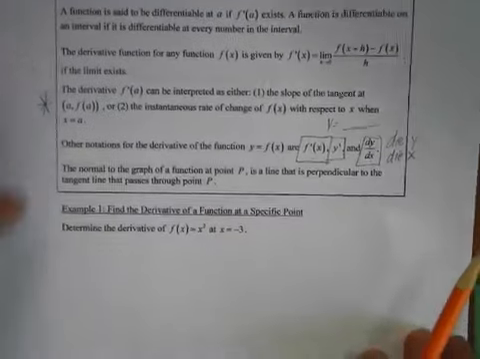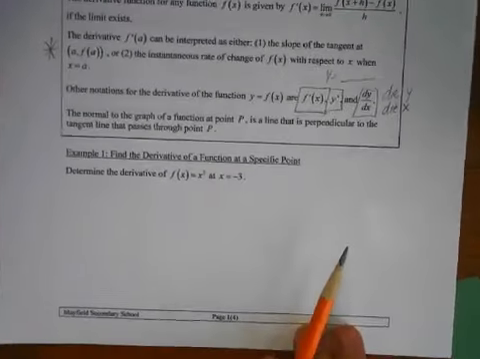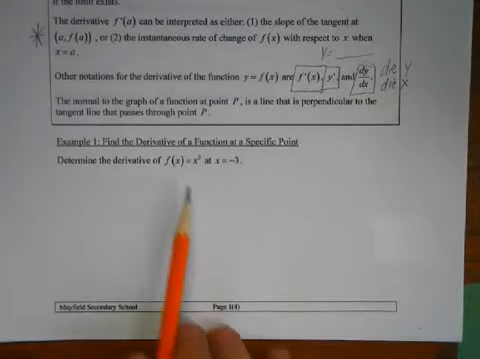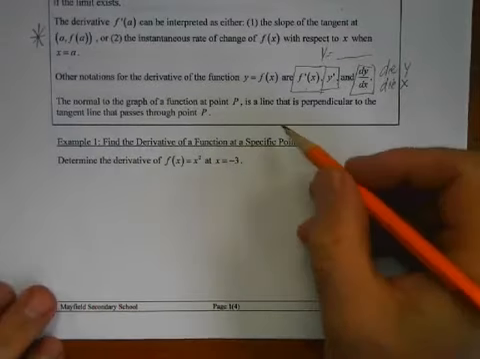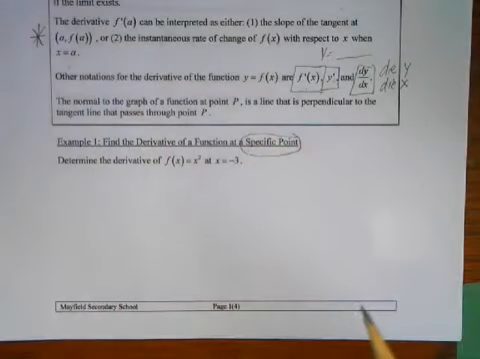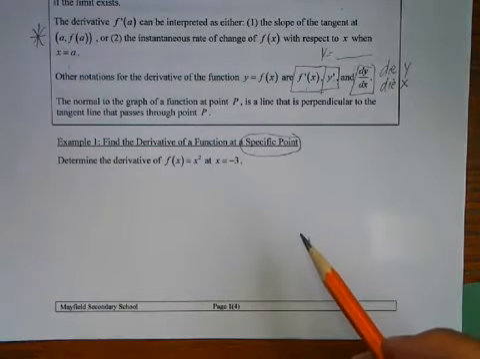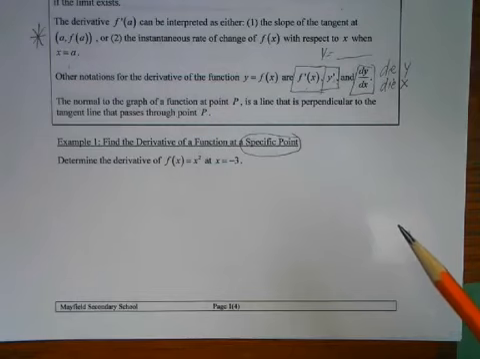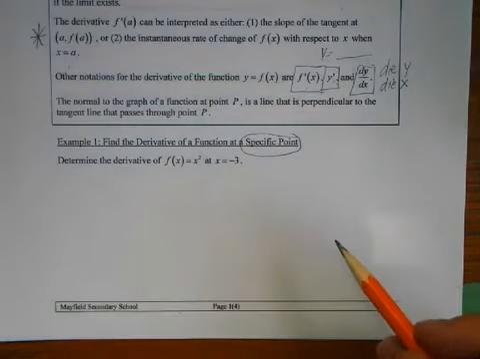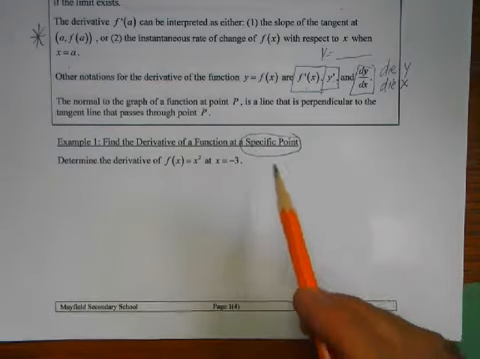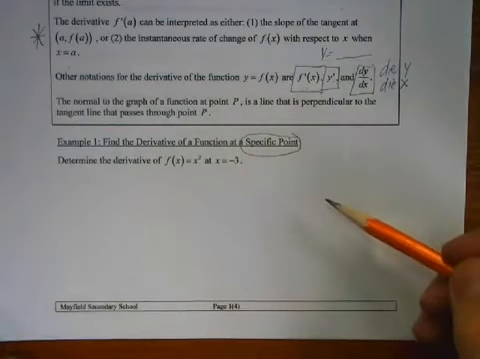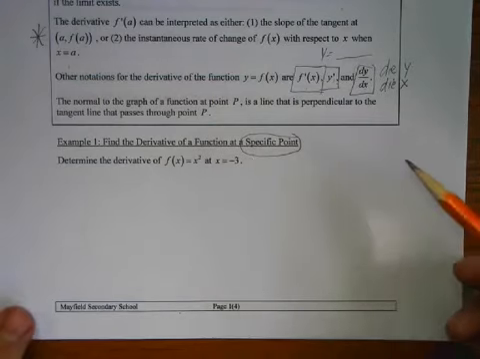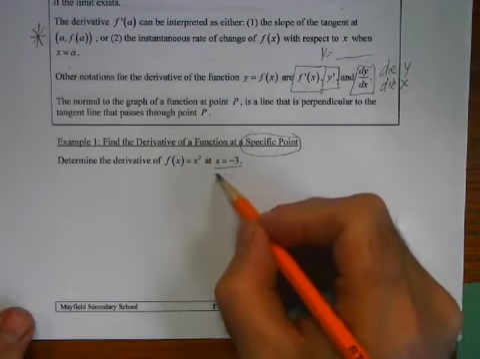Okay, so now we've got a couple of examples to go through. So this one is find the derivative of a function at a specific point, meaning I don't want the derivative of the function. I want the derivative of the function at, say, x equals 5. So we'll go through that for this. And the next question is more general. What's the derivative of the function? And then we can use that to find the derivative of the function at many points. Okay, this will be a specific point. In this case, it's x equals -3.